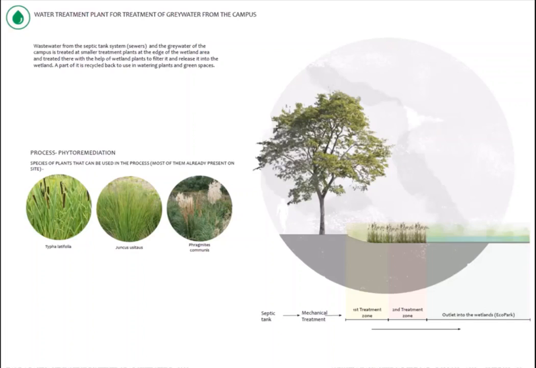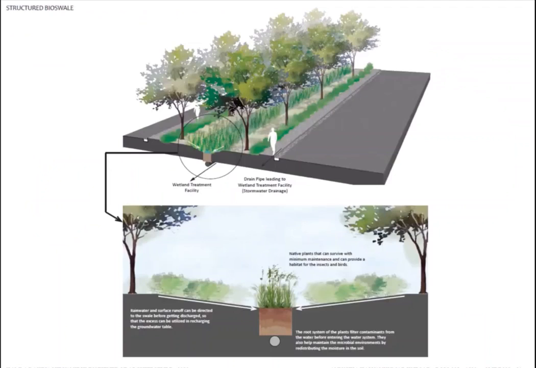This process is the phytoremediation process, and the plants that are specifically used for the phytoremediation process are also present on the campus. Here's a diagram of the structured bioswale, which highlights how the surface runoff from the rainwater can be directed into the swale before getting discharged, so that the excess can be utilized in recharging the groundwater table. This water is also directed to the wetland area where it is treated with the wetland for the phytoremediation process and then released into the eco park.